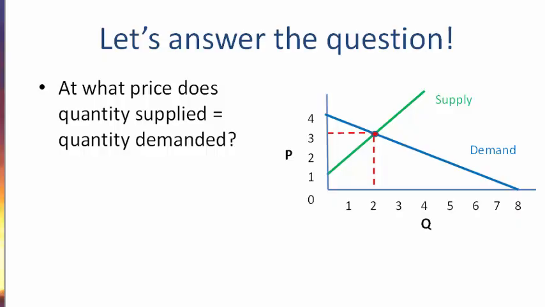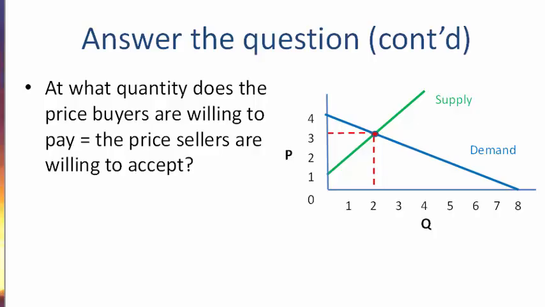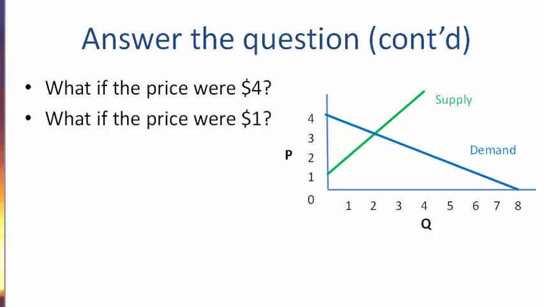Okay, let's go back to the question we asked earlier, interpreting the supply and demand graph we saw before. One question we can ask is, at what price does the quantity supplied equal the quantity demanded? And here we can see that's at a price of 3. Another way of stating this is, at what quantity does the price buyers are willing to pay equal the price sellers are willing to accept? And here we see that that quantity is 2. Those are equilibrium price and quantity.